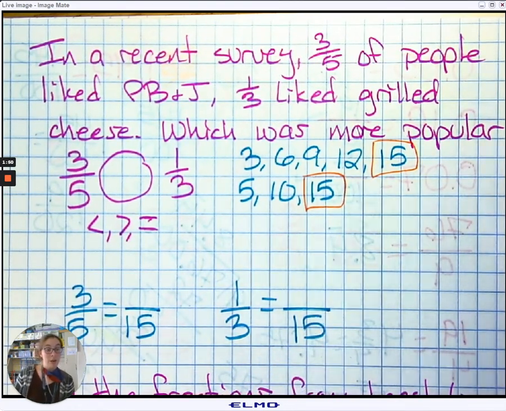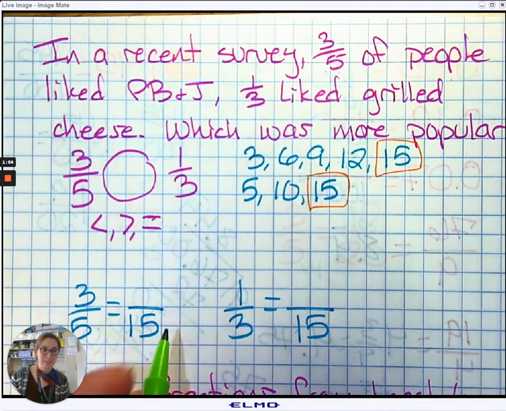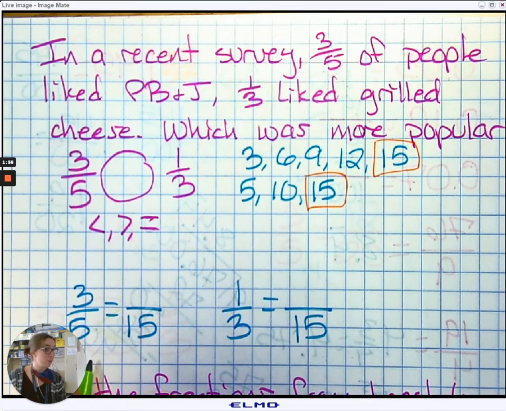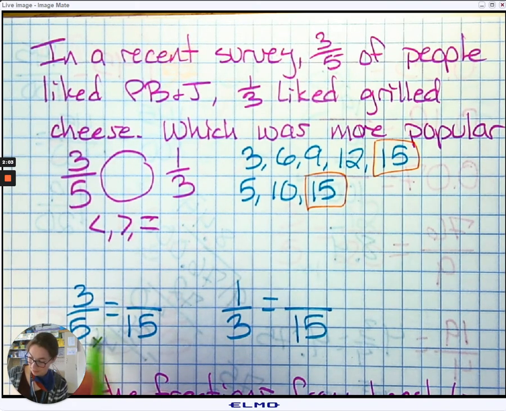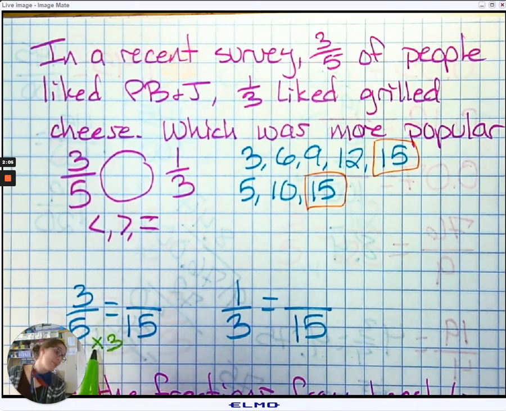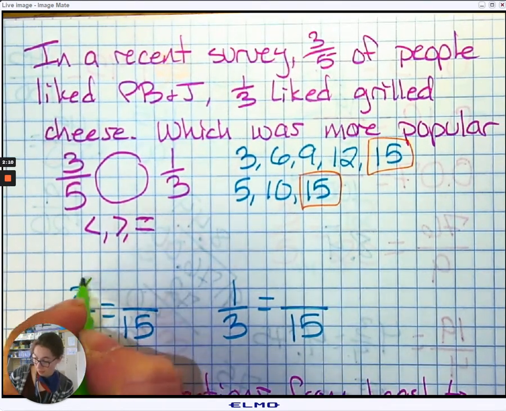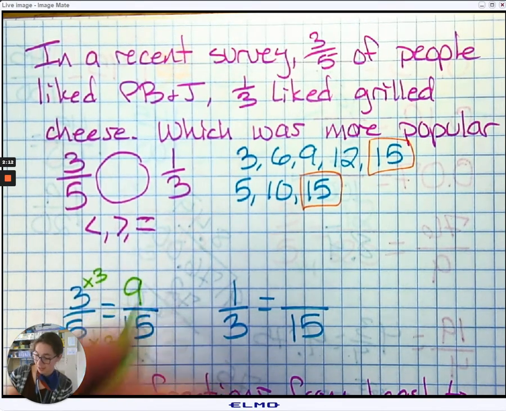Okay? Now, how do I change my fractions? Well, these are just equivalent fraction problems. We were doing these last week, or earlier this week. We've done these before. How do I go from 5 to 15? Well, I multiply by 3. And what I do to the bottom, I have to do exactly the same thing to the top. So 3 times 3 is 9.